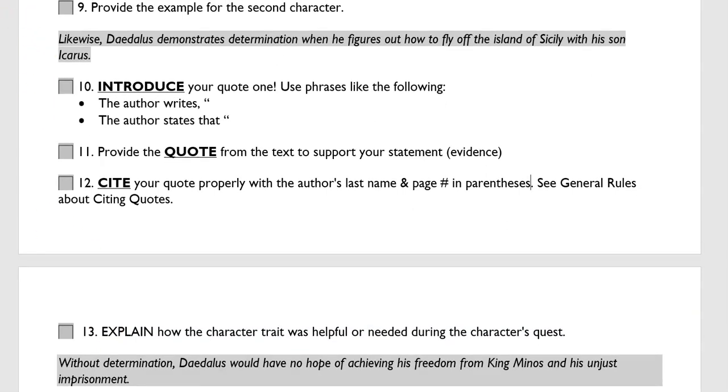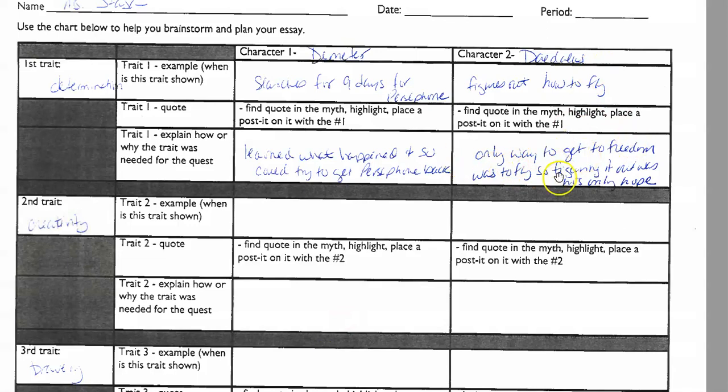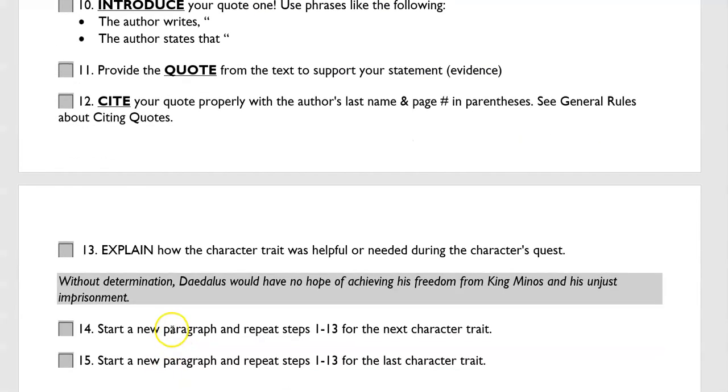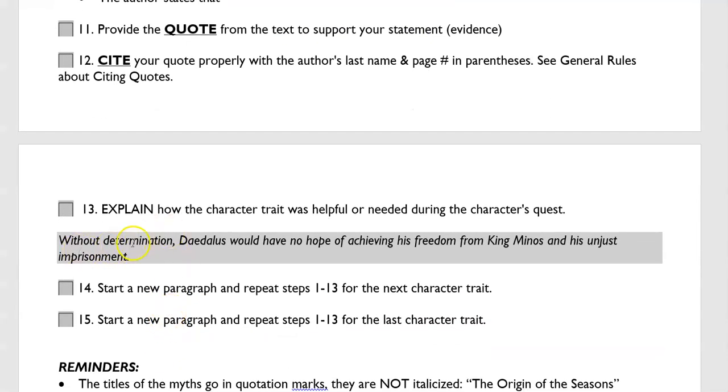Okay, so that last box in this top section of my chart is this one right here, right? And it was the only way to get freedom, and it was his only hope. And so I'm going to make sure that I write it all in present tense. Without determination, Daedalus would have no hope of achieving his freedom from King Minos and his unjust imprisonment. Then I'm going to start a new paragraph.